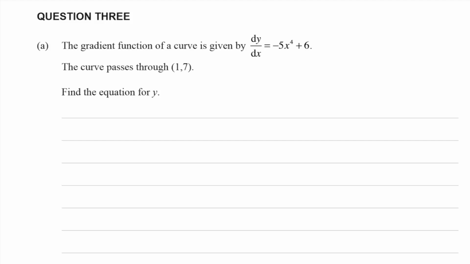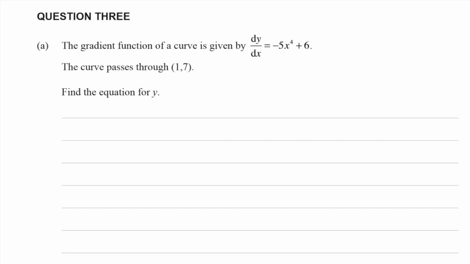Alrighty, we are given the gradient function, so dy by dx, the derivative of y with respect to x, is negative 5 x to the power of 4 plus 6. We know the curve, in other words the original function y, passes through the point (1, 7). We're asked to find the equation for y.